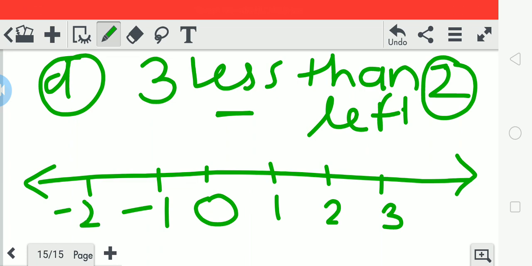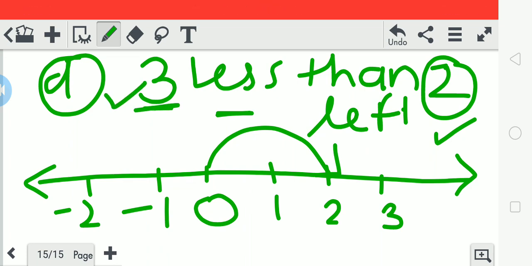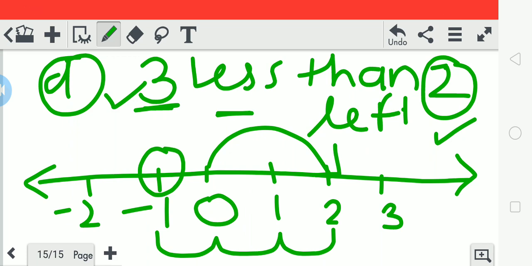Now see, in this example we are using the second number first. Second number is 2, so I will take a jump from 0 to 2 directly. Now the question was 3 less than 2. Here less means we are moving to the left side. So take 3 moves to the left from the 2. 1, 2, 3. So you will reach at the minus 1 position. So your answer of this question is minus 1.